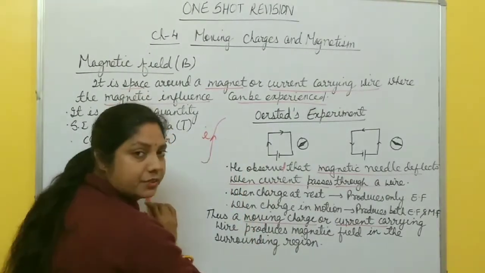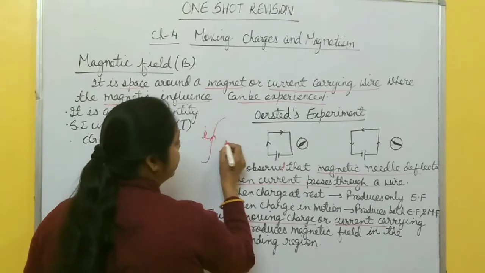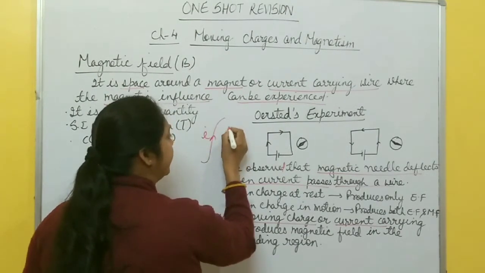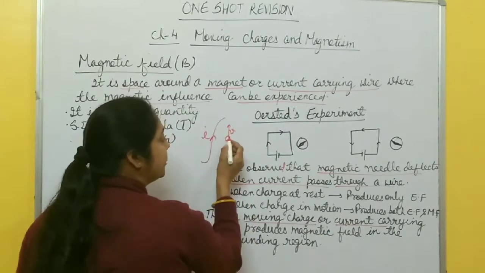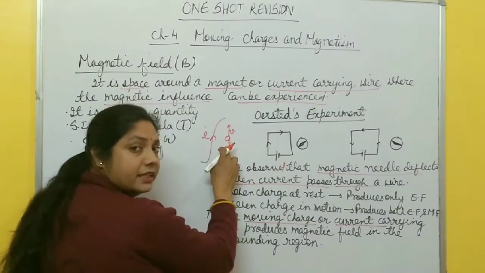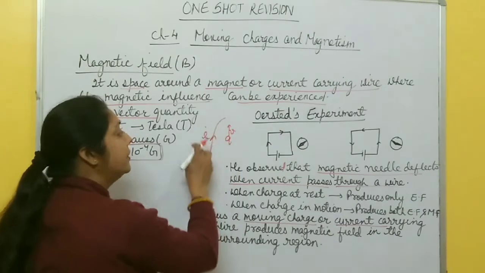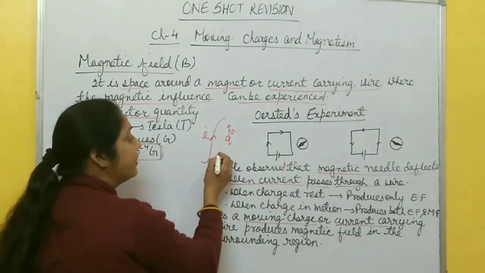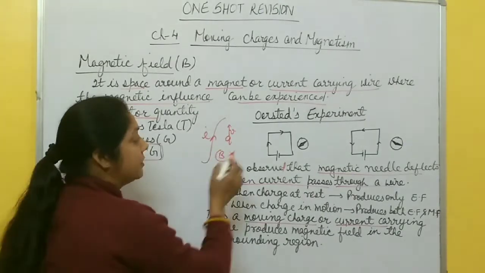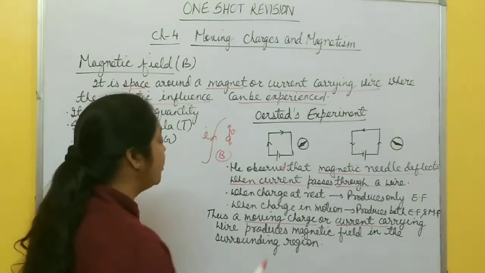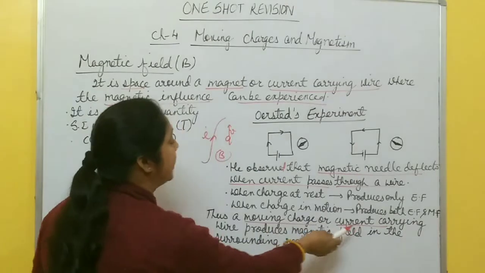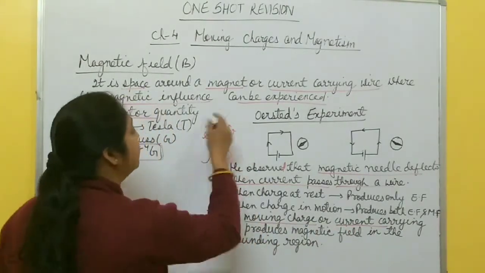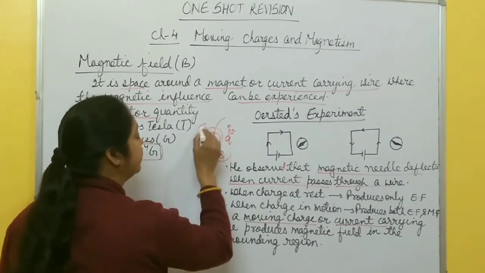Suppose this is a current carrying wire. Current is flowing through this wire, and if any charge is kept near this one, and this charge is suppose moving in this direction with velocity v, this charge experiences some force due to this current carrying wire. It means around this current carrying wire, magnetic field is present. So Oersted was the first scientist who observed that a moving charge or current carrying wire produces magnetic field around this wire, right? Around this wire.